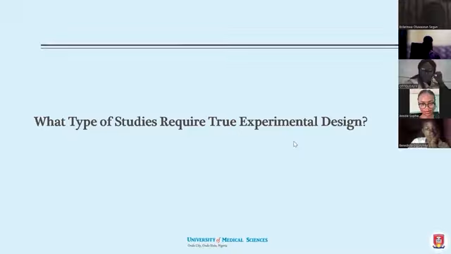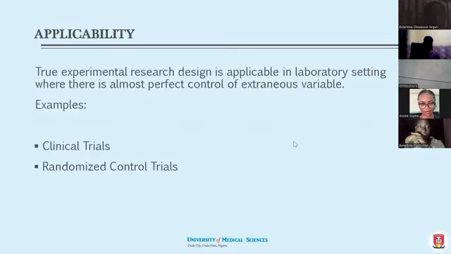Okay, that's a good one. Intervention study requires experimental study, experimental design. Although intervention study can require either true or quasi-experimental, depending on the research topic. But most often we apply true experimental research design in laboratory settings where there is almost perfect control of extraneous variables. In nursing, most of our studies are not something that you can do in the laboratory.